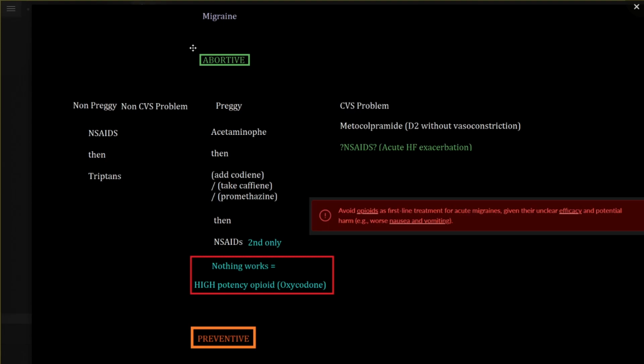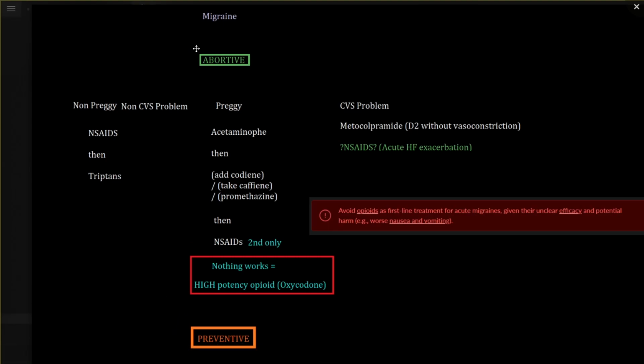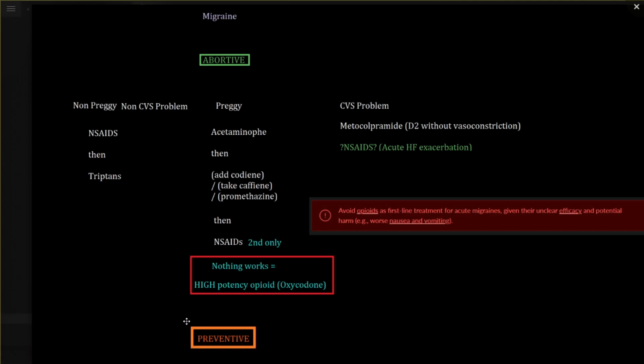This is not a comprehensive algorithm. Anyway, there are two things to pay attention to when you are solving the question. First is in which stage you are right now. Is it the abortive stage or the preventive stage? So what do I mean by that? The abortive stage, you are talking about the management of a patient who is in acute pain right now, who is having headaches. Okay. The preventive stage is when the patient is symptom free. Okay, you want to prevent future attacks from occurring.